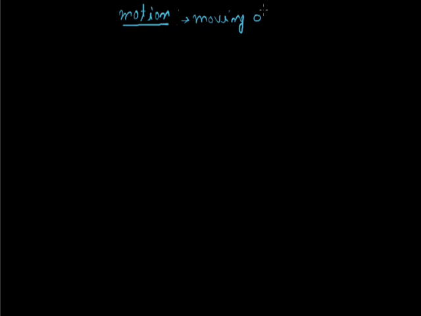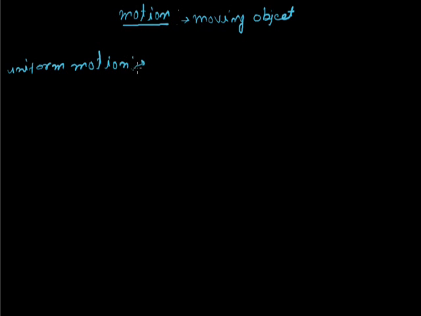Moving object. So the moving object means if any object is moving, we say motion. So motions are of many types. Let us discuss some basic motion properties. First of all, types of motions. So two types of motions we discuss: uniform motion and non-uniform motion.